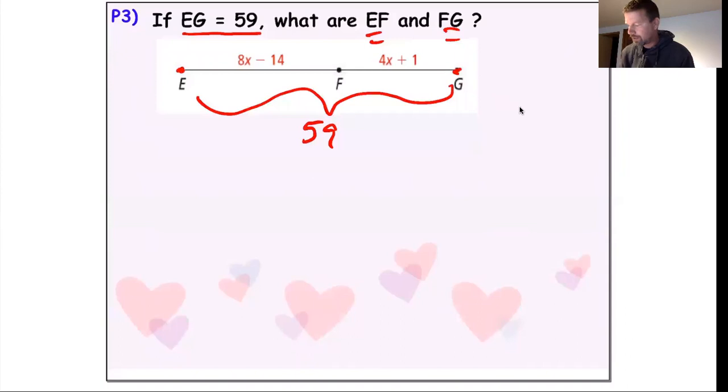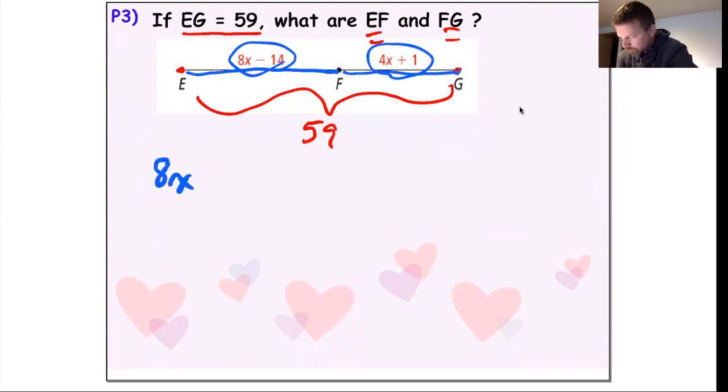And I know that entire distance is this distance, which is 8x minus 14, plus that distance, which is 4x plus 1. So I know if I add those two distances together, I should get a total distance of 59. So we can use our algebra skills and actually add them. So I'm going to take that 8x minus 14, and I'm going to add the 4x plus 1. This was the distance of the first one, that was the distance of the second segment, and if I combine those together, I get the length of the entire thing, which I found was 59.